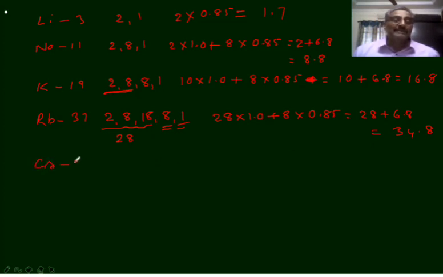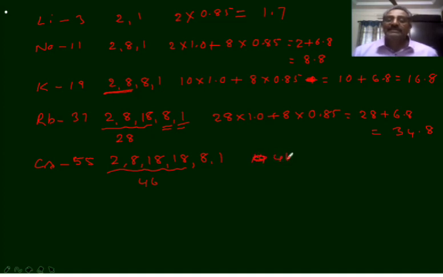Atomic number of cesium is 55. Its electron distribution is 2, 8, 18, 18, 8, 1. All these electrons cause 1 each. That is, how many electrons are there? 36 plus 10, 46 electrons. Each electron in this 46 causes 1.0 each.